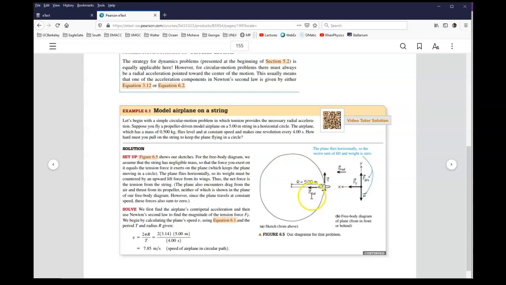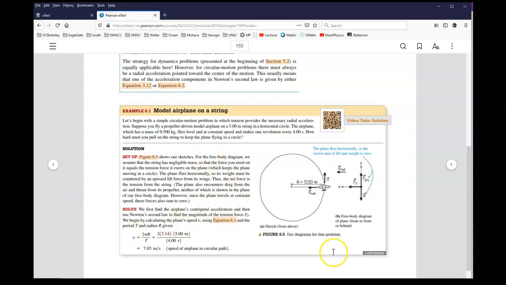Given the radius 5 meters, the mass of the plane is half a kilogram, and it takes 1 revolution every 4 seconds. What is that? That's the period. You agree with me on that? So it makes 1 revolution every 4 seconds, 1 cycle per second or whatever. So that would be the period, correct? Okay. He says, how hard must you pull? So basically, he's looking for that force.